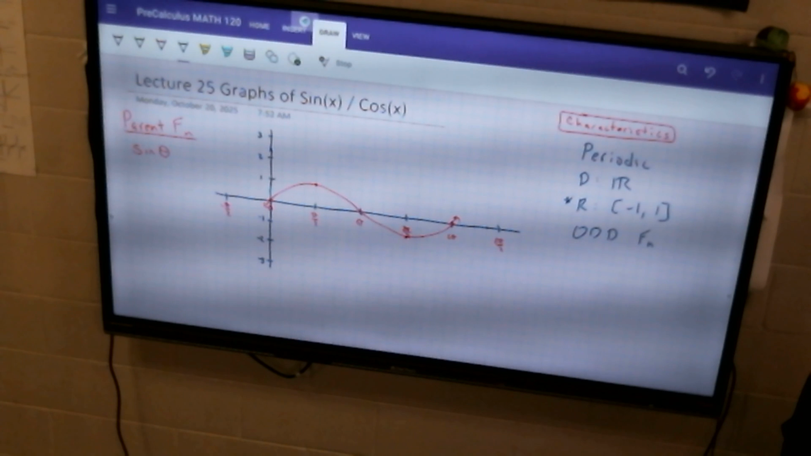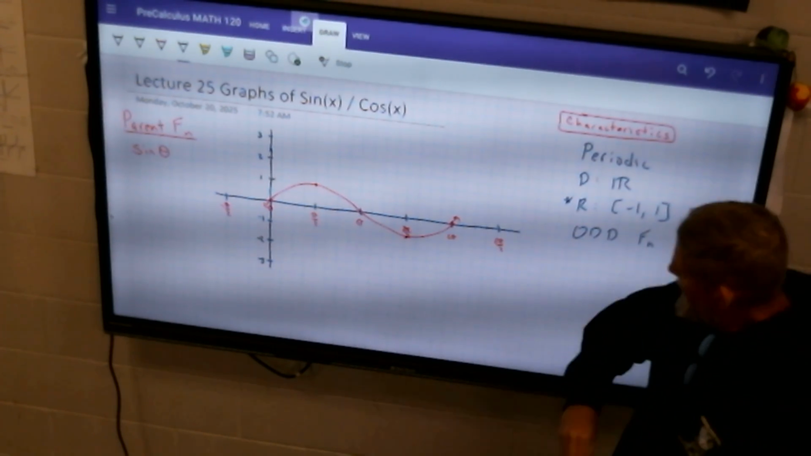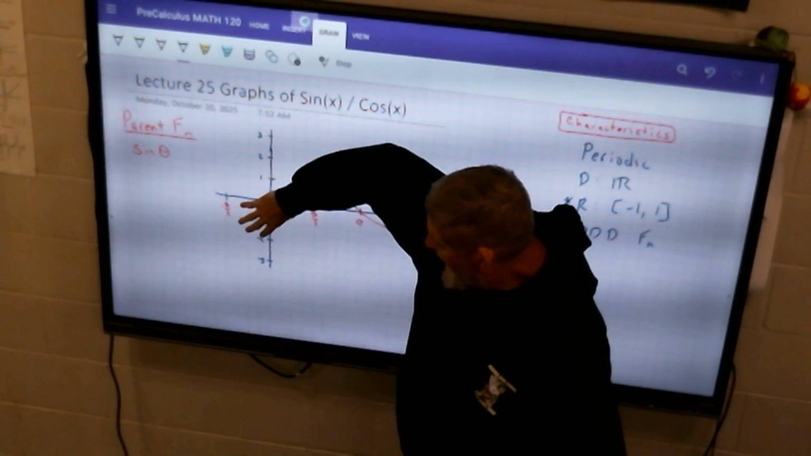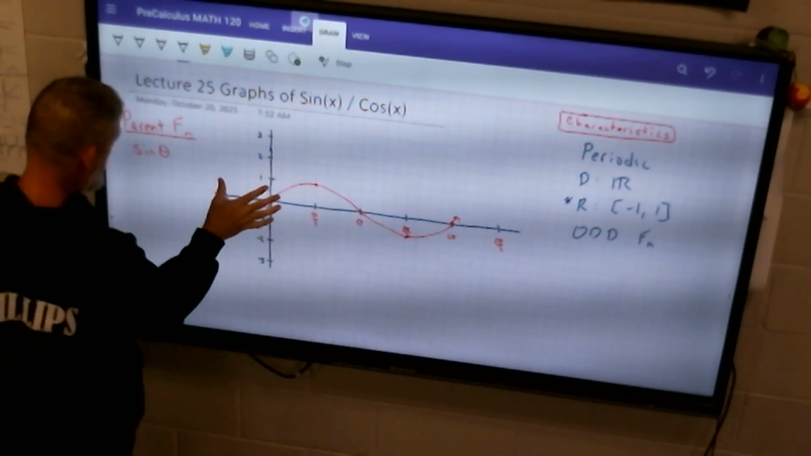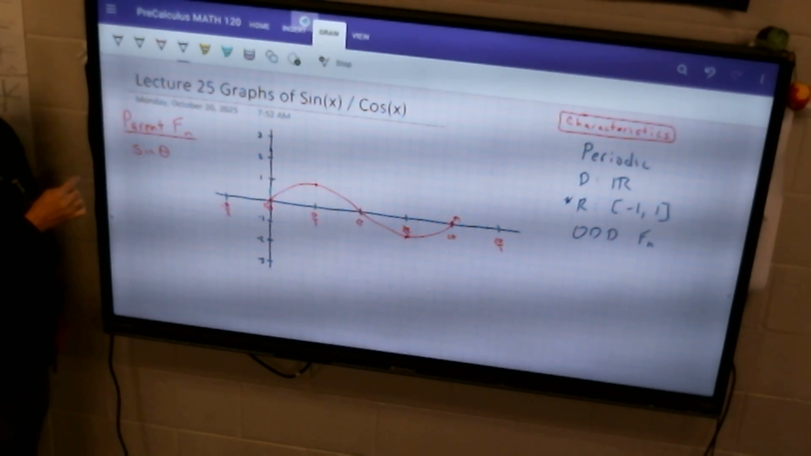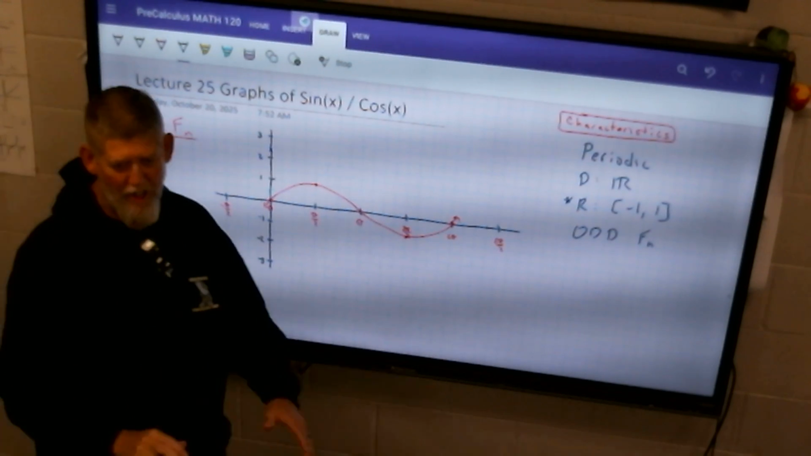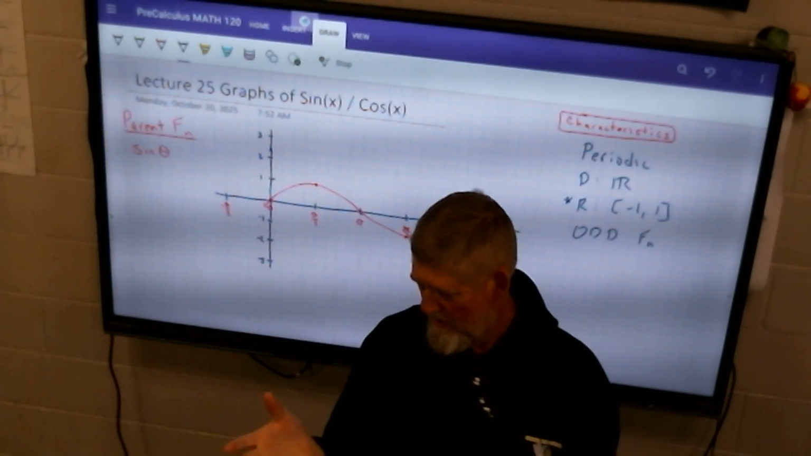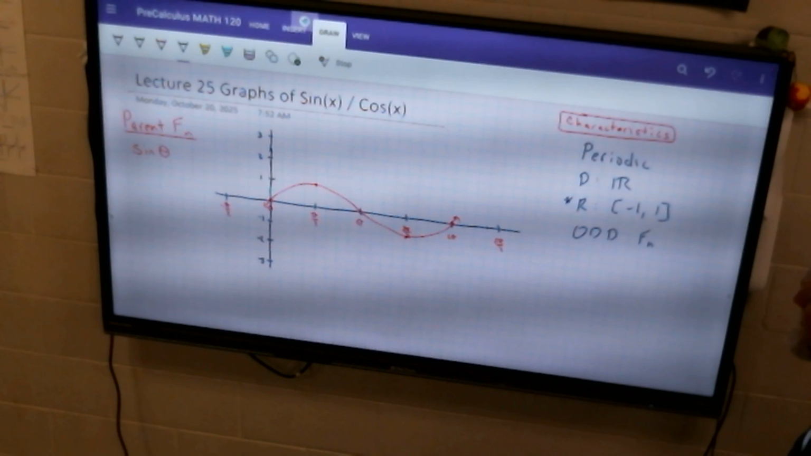Is it because the sine still equals the negative? Because sine of theta can equal the negative? Yes. So the negative sine of theta will equal sine of negative theta. The other thing too is if I were to take this whole graph and rotate it 180 degrees around the origin, it would be exactly the same. Back in geometry, you talked about 180 degree rotation. You just turn it upside down. It will look exactly the same. So it's an odd function.